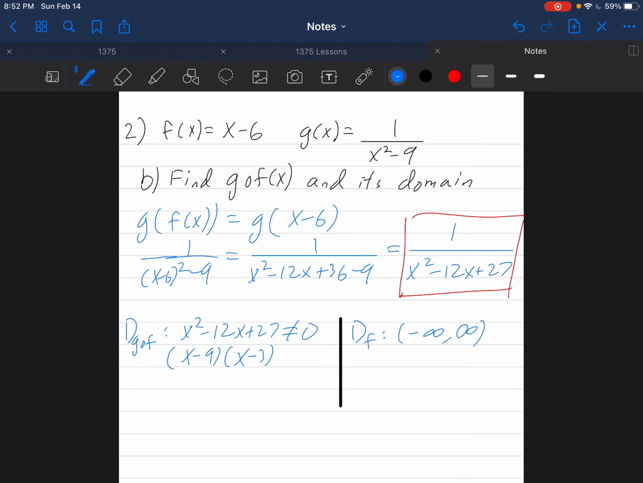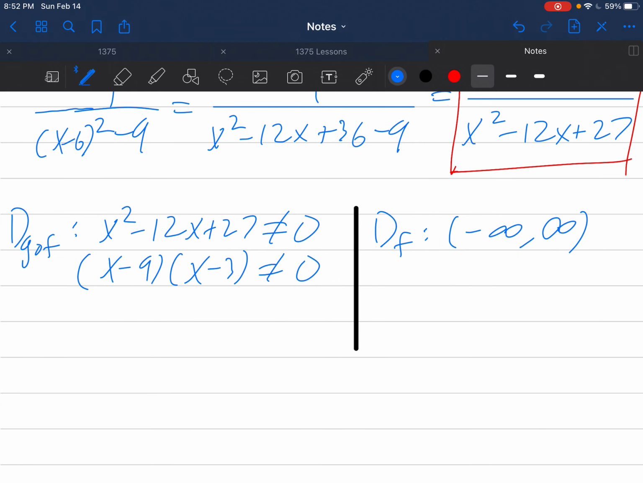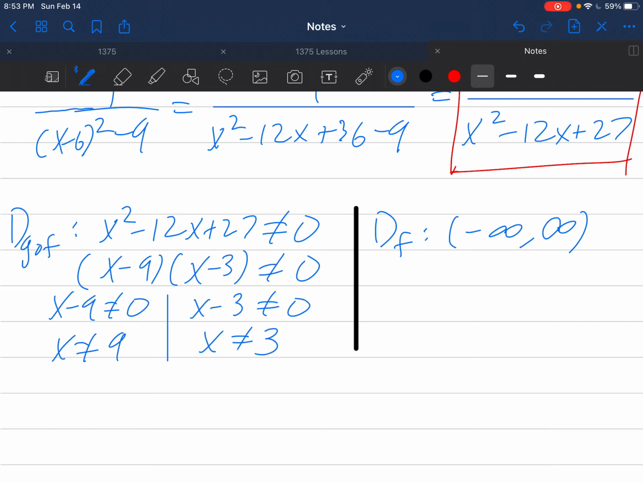If we factor into x minus 9, x minus 3, that means we can find our restricted numbers. X minus 9 cannot equal 0. That means x cannot equal 9. X minus 3 cannot equal 0. That means x cannot equal 3 either.